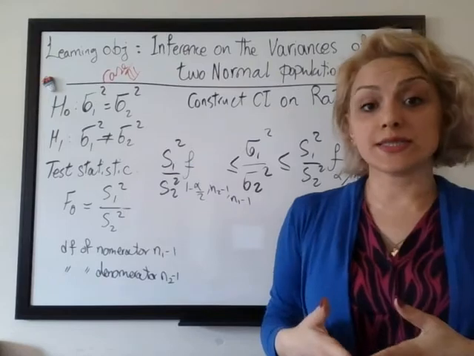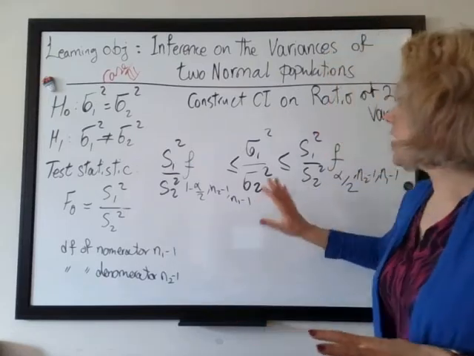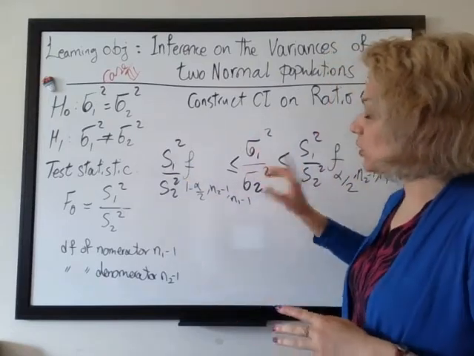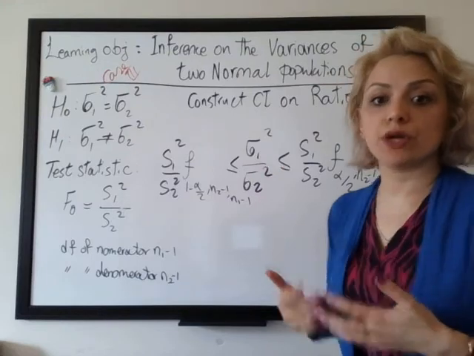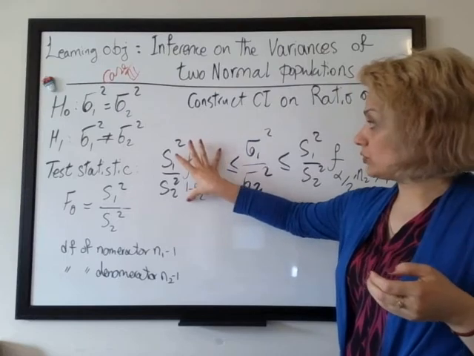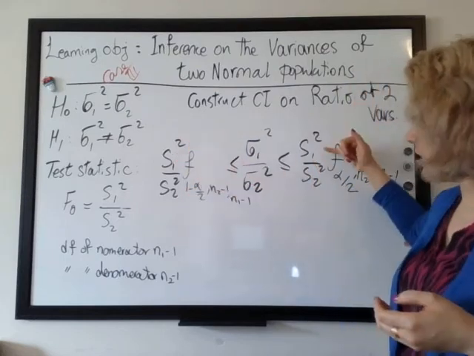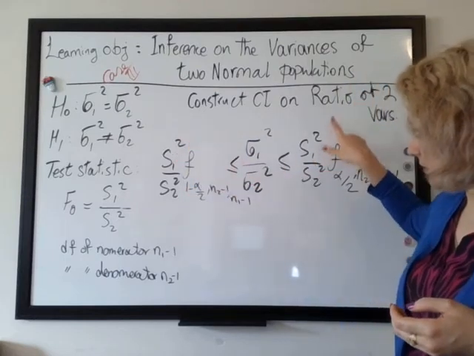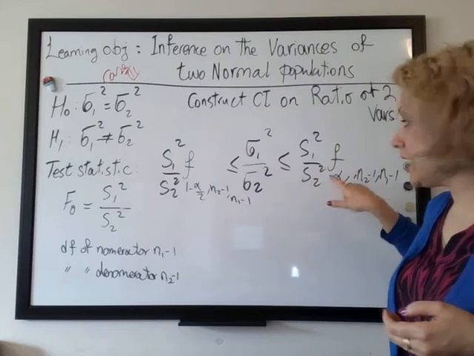If it was one-sided, we would consider this one. The only thing is that instead of half of the alpha, you're going to put alpha in your equation. If you are looking for the upper bound, you don't consider this. You're just going to write down that your upper bound is S1 power 2 divided by S2 power 2 times F from the table.